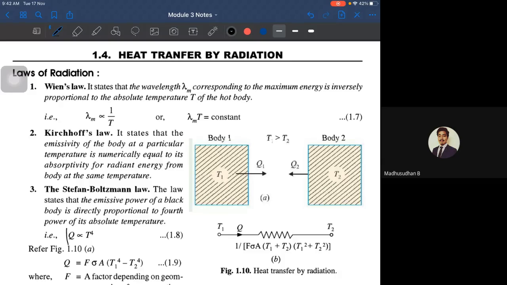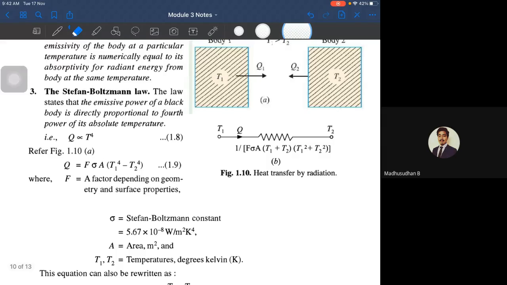black body is directly proportional to the fourth power of its absolute temperature, which I have written here. Now, when I take out this proportionality symbol and incorporate an equal to sign, when I try to equate the LHS and RHS, I need to put a constant. That particular constant is known as the value of sigma. Sigma is nothing but the Stefan Boltzmann's constant.